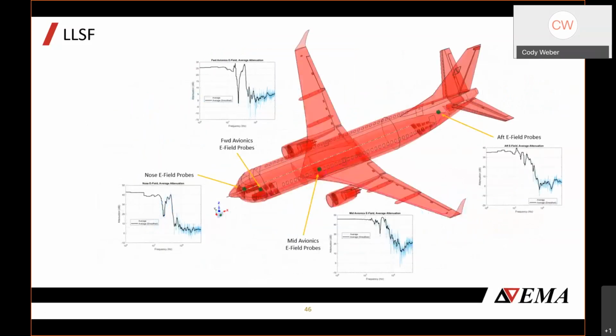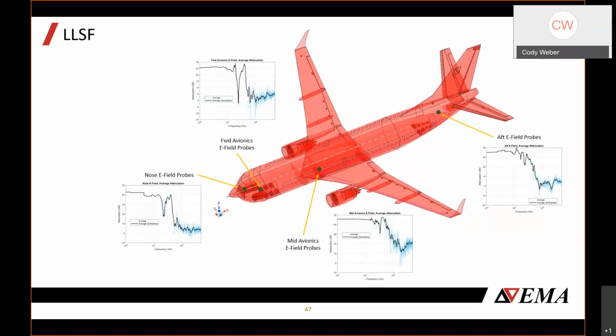This is the LLSF, so that if we have our boxed regions in the different avionics bays, we have one up by the displays in the cockpit, one in the lower forward avionics region, mid avionics region, or aft region. We can do our field characterization in those locations. And what we have shown here is the raw data and then also the smooth data. And so these are the average values.